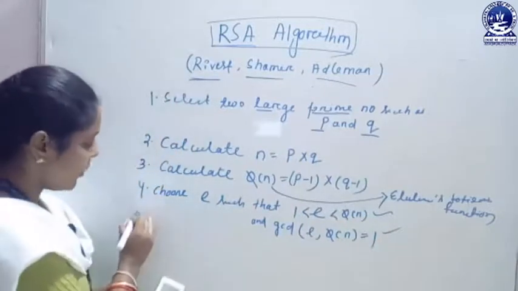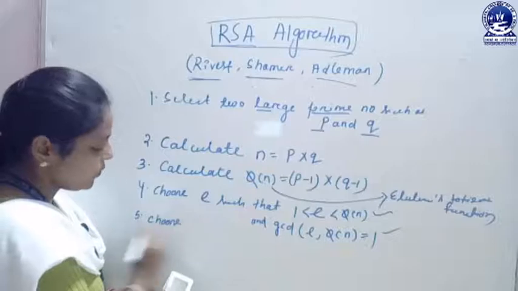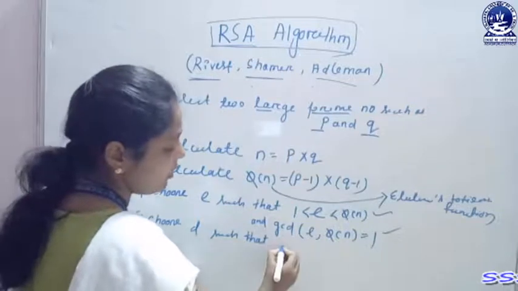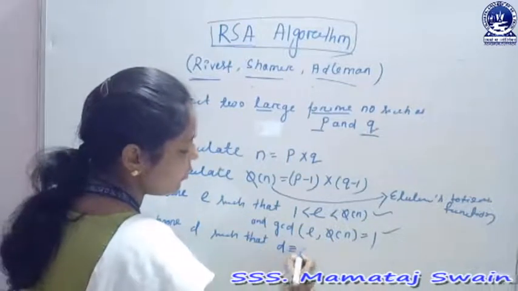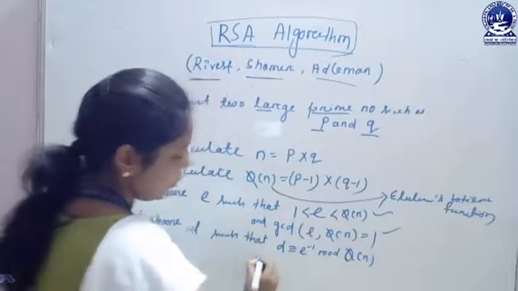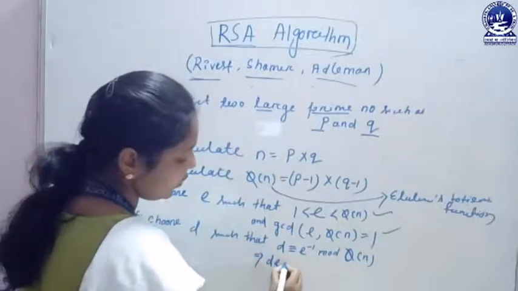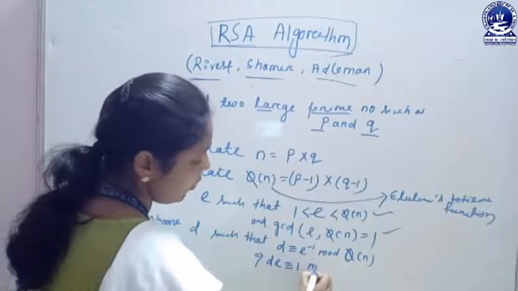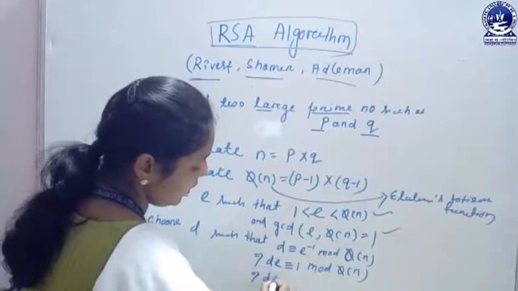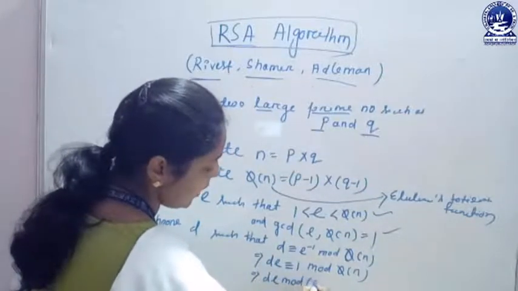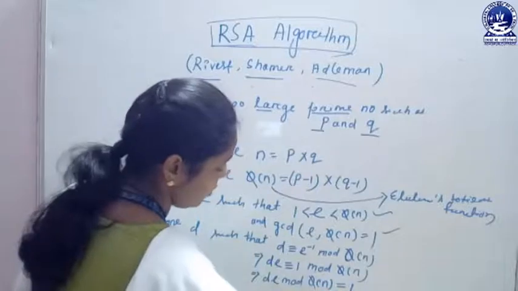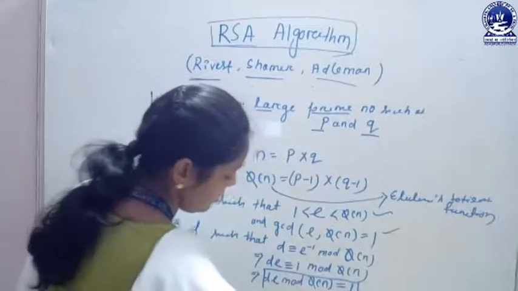Then next, in the fifth step, choose D such that D is congruent to E inverse mod phi of n, which implies D into E is congruent to 1 mod phi of n, which implies D into E mod phi of n is equal to 1. This is our final equation.